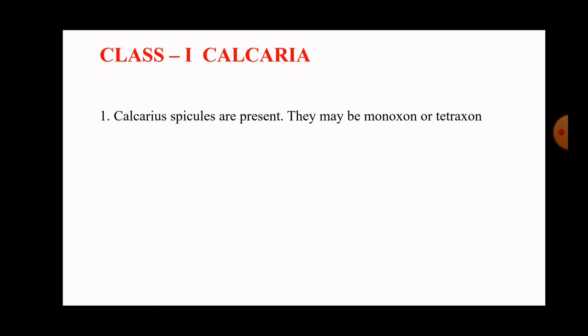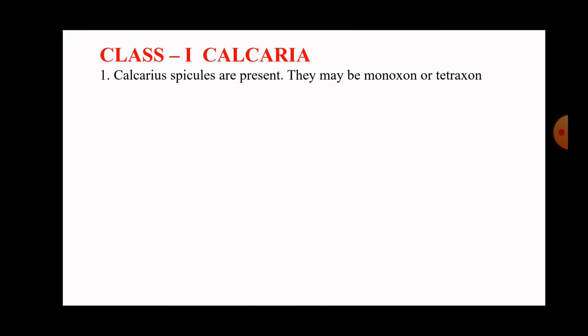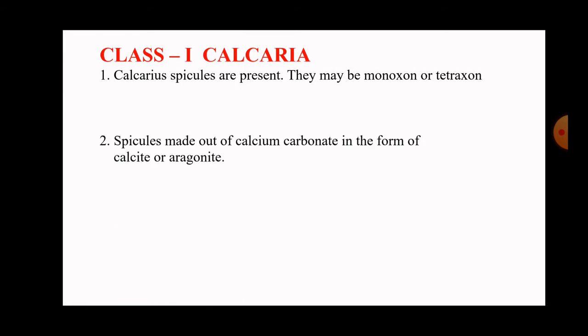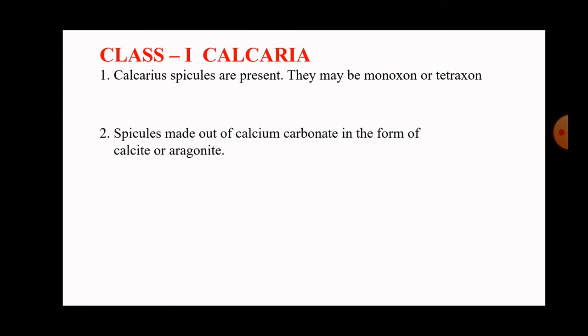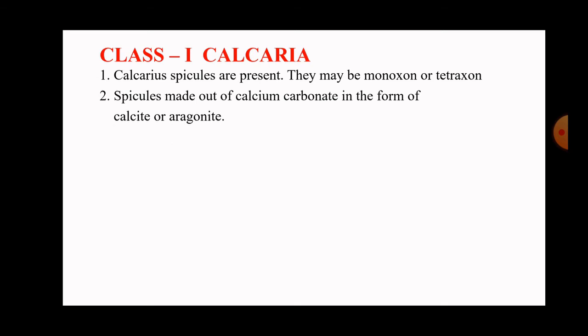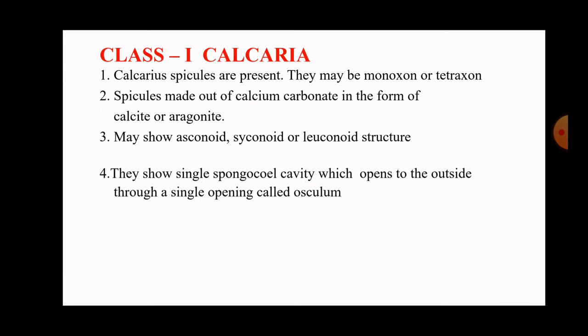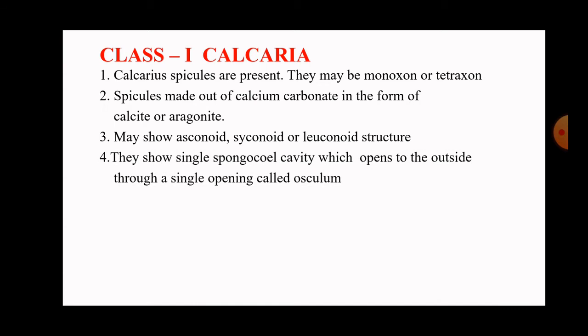In this class calcareous spicules are present. These spicules may be monaxon or tetraxon. These spicules are made up of calcium carbonate. They are in the form of calcite or aragonite. They may show asconoid or syconoid or leuconoid complexity in the body. And they have a single spongocoel cavity. That cavity opens outside through a single opening called osculum.